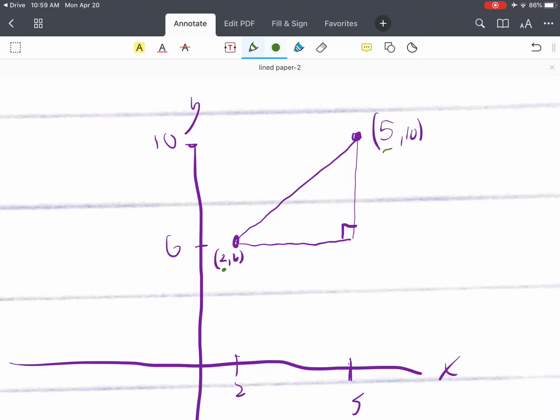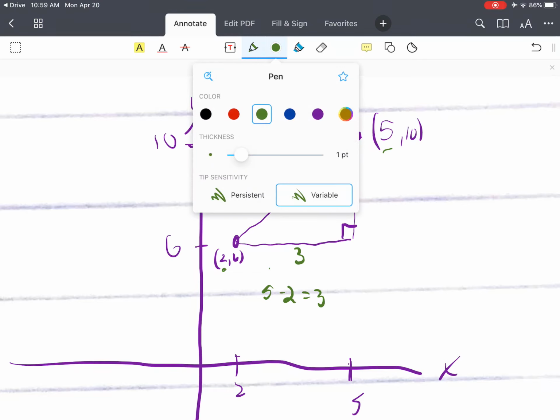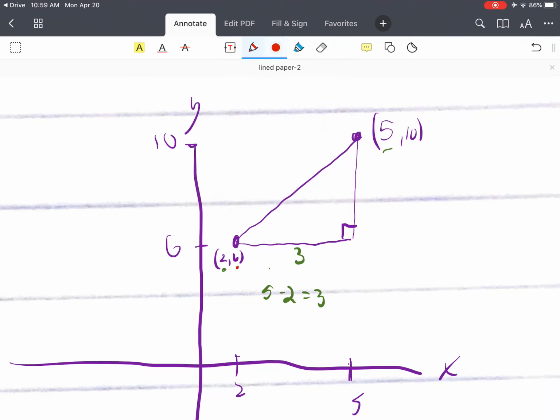So the x values went from 2 to 5. What's the difference there? 3, right? Because 5 minus 2 is equal to 3. So this is 3. And then what about the vertical distance? Let me use a different color for that. Let me use red. It's 6 and it's 10. So what's the difference between 6 and 10? 4, because 10 minus 6 is 4. So this is 4.